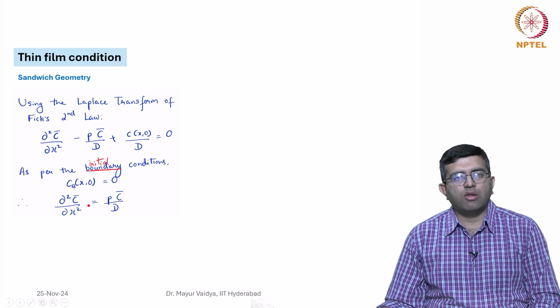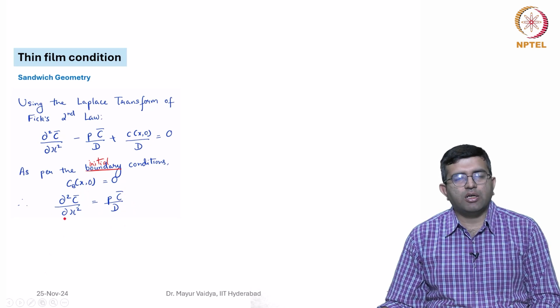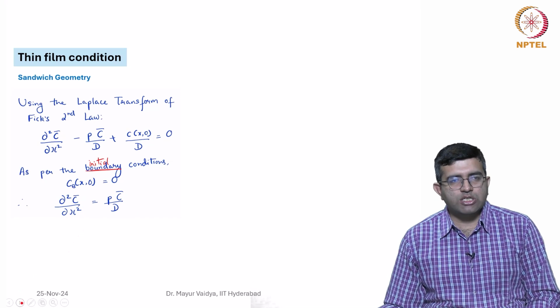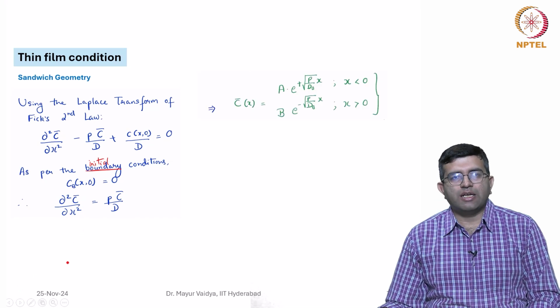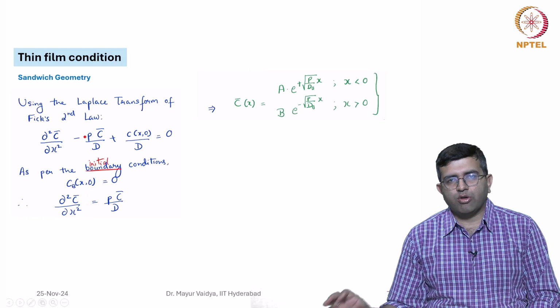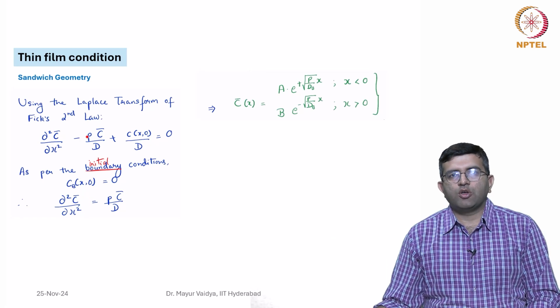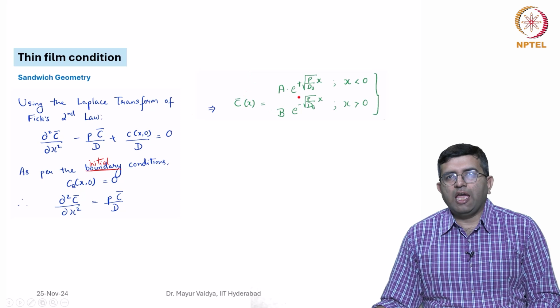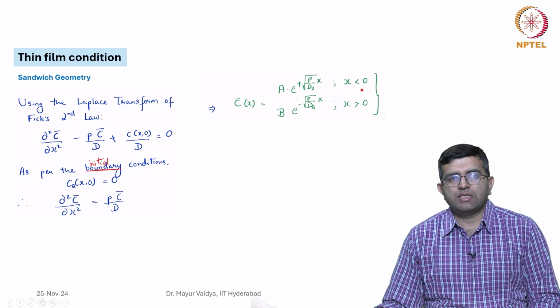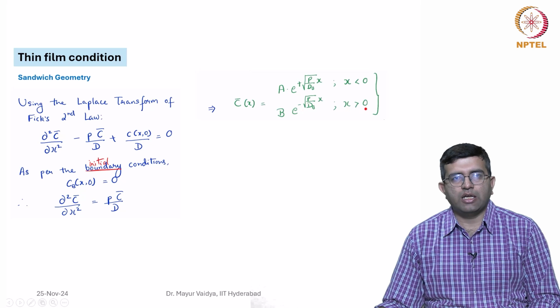Now how do we solve this? This is usually applicable for exponential types of functions. Because our geometry is from minus infinity to infinity, you can write this as A times e power plus root p by D_B times x when x is less than 0, and B times e power minus root p by D_B times x for x greater than 0.